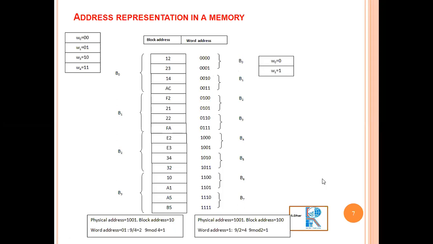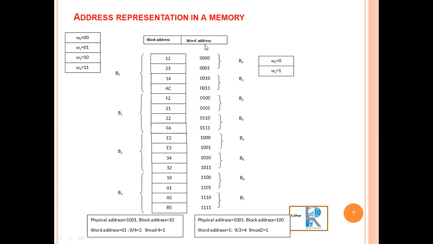Why? What is the total number of blocks here? Total number of blocks is 8. Number of bits required to address the block will be 3. So 3 means 2 to the power 3 is equal to 8. So in a physical address, the upper portion, that means the most significant bits, will be required for addressing the block, and the least significant bits will be required for addressing the word.